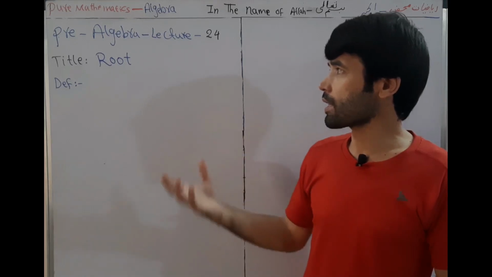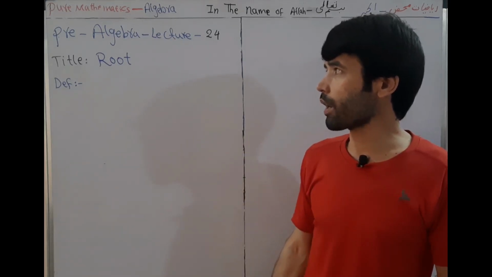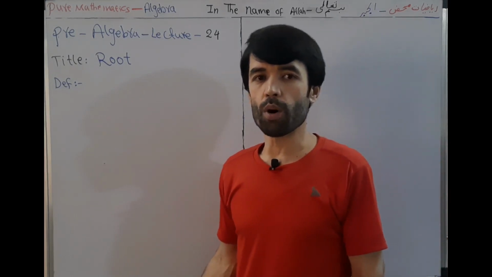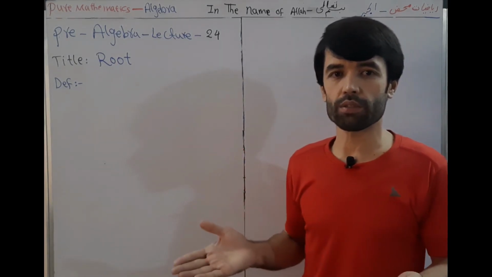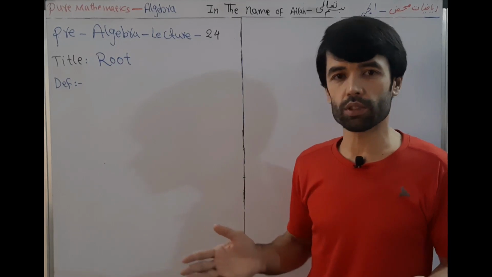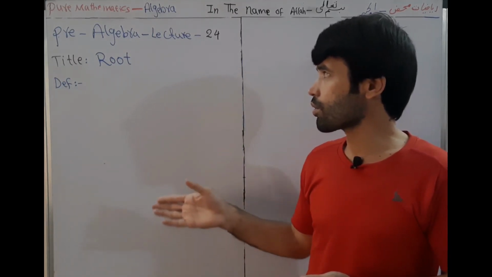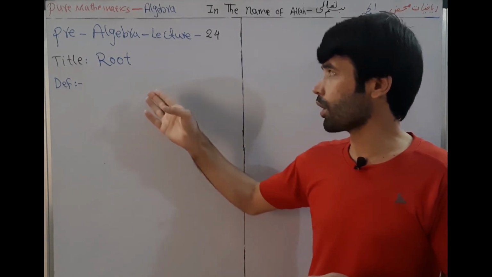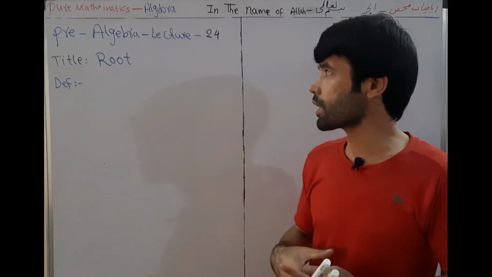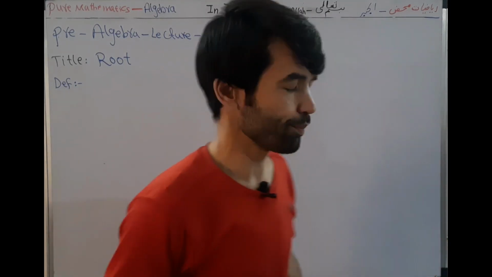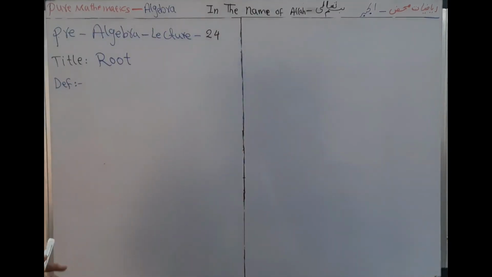In the last lecture we studied power and scientific notation. Power and radical, power and root, they have a relation. Now when I teach you the concept of roots, you will see the relation between root and power. First we want to define roots.